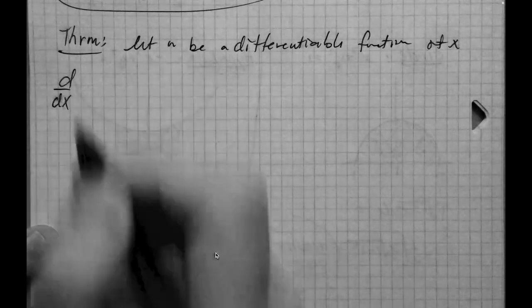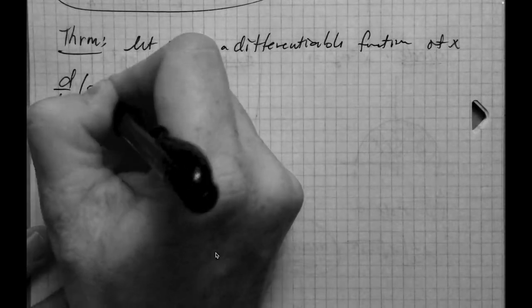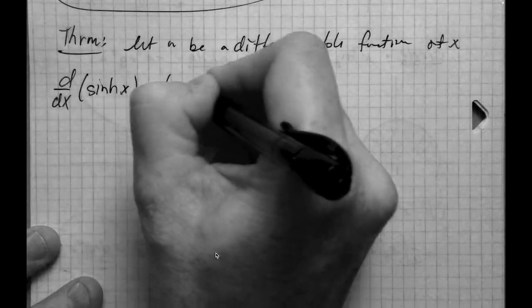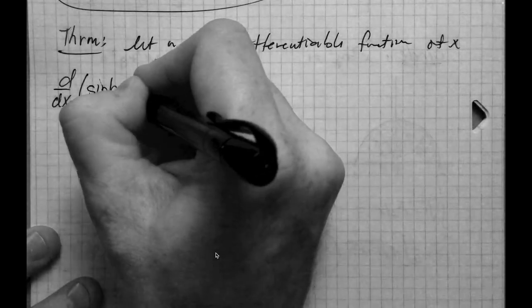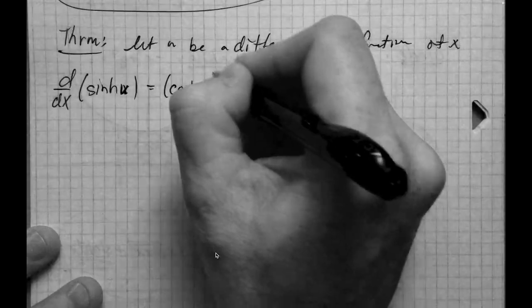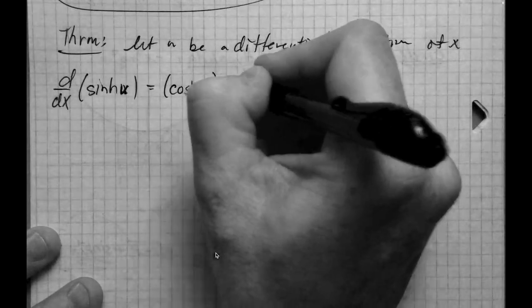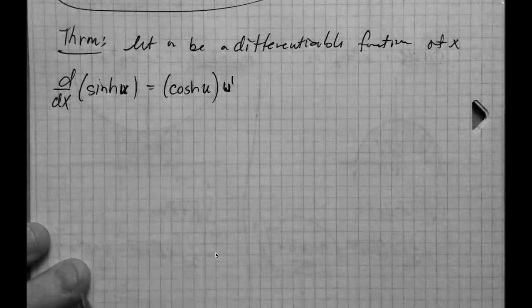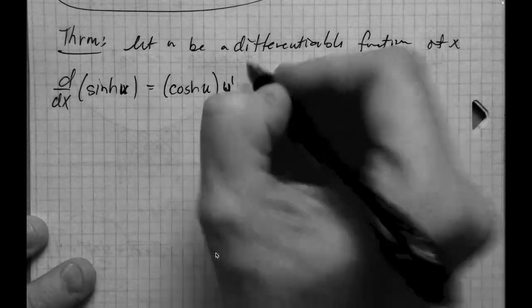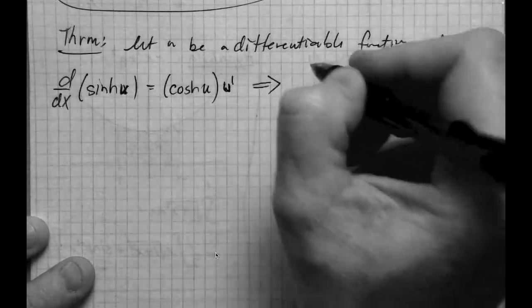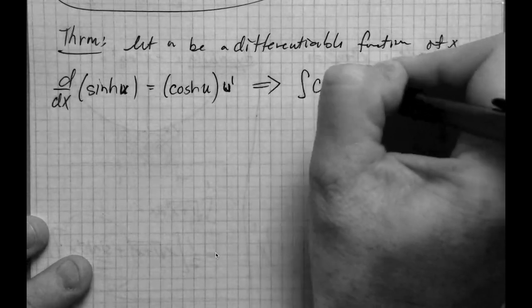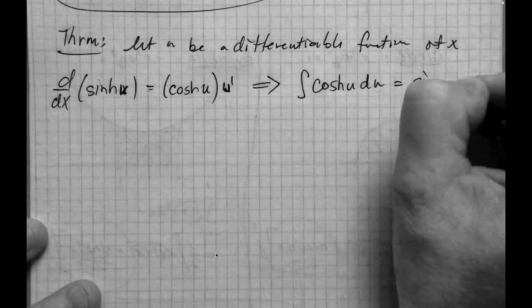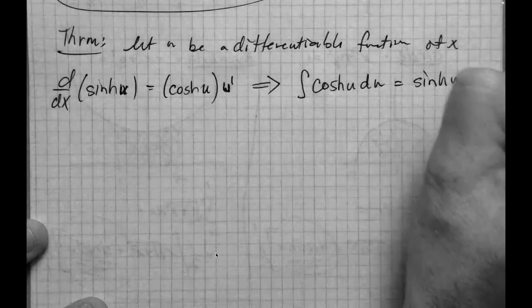Okay, then what do we got? Well, the derivative of the hyperbolic sine of u is equal to the hyperbolic cosine of u times u prime. Okay, very much the same as with regular trig. And so then, of course, that's going to imply that the integral of cosh u du is sinh u plus c.